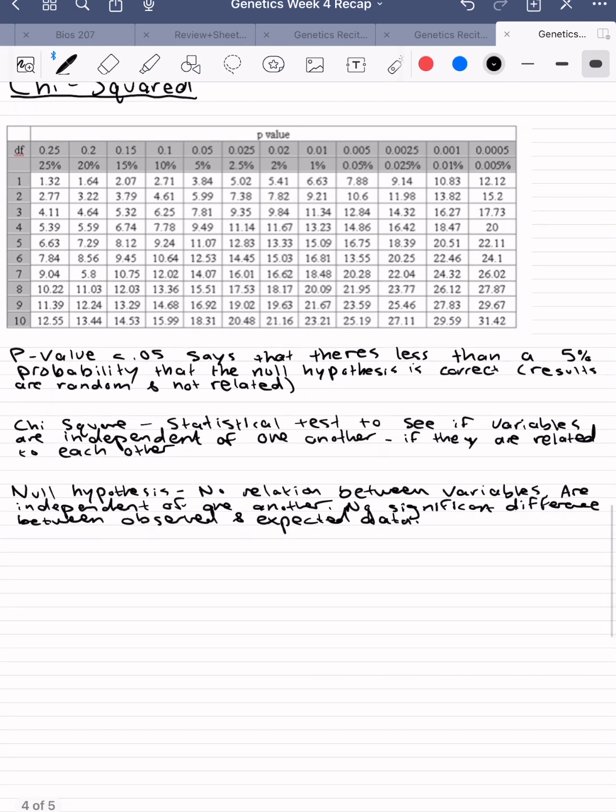And so you're going to end up with a p-value. A p-value of less than 0.05 says that there's less than a 5% probability that the null hypothesis is correct. So it says that there's a less than 5% probability that the results are random and not related, so that they are independent of one another. If you have a p-value less than 0.05, that means the null hypothesis is incorrect. Rather, the variables are related somehow, or there's something strange going on between them.